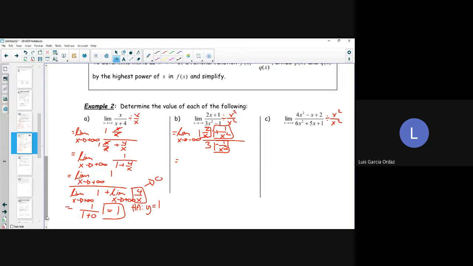Zero. So 2 over x, the limit approaches 0, plus 1 over x squared, the limit approaches 0, and you get 3 minus 1 over x squared, and the limit approaches 0. So we get 0 over 3, which gives me 0, which means therefore I have a horizontal asymptote at y is equal to 0. Which means that my graph does not cross the x-axis when we have a value of 0.